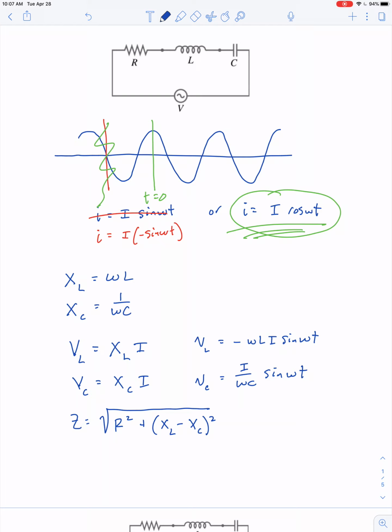We can find the phase angle using the equation tan phi is equal to the difference between the inductive reactance and the capacitive reactance divided by the resistance. Okay, there may be some other equations we want to recall as we solve this problem, but that's a good starting review. Oh, I guess we should also draw one more thing, the phasor diagram.